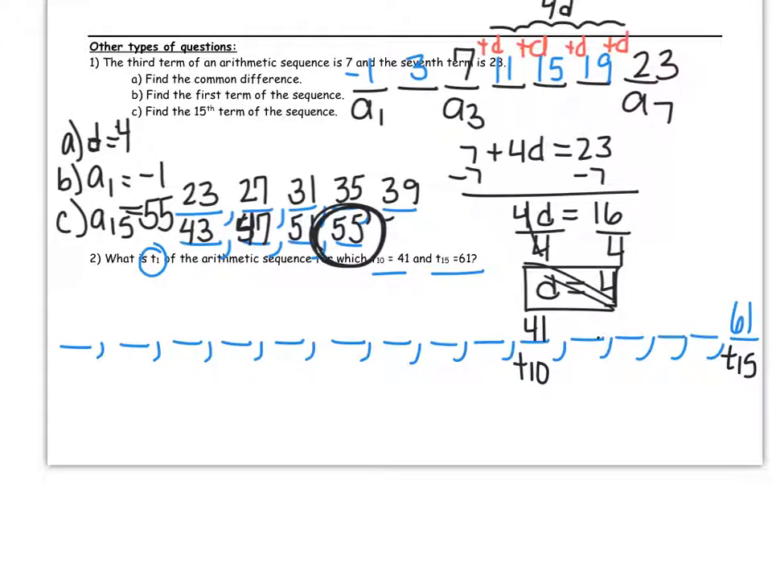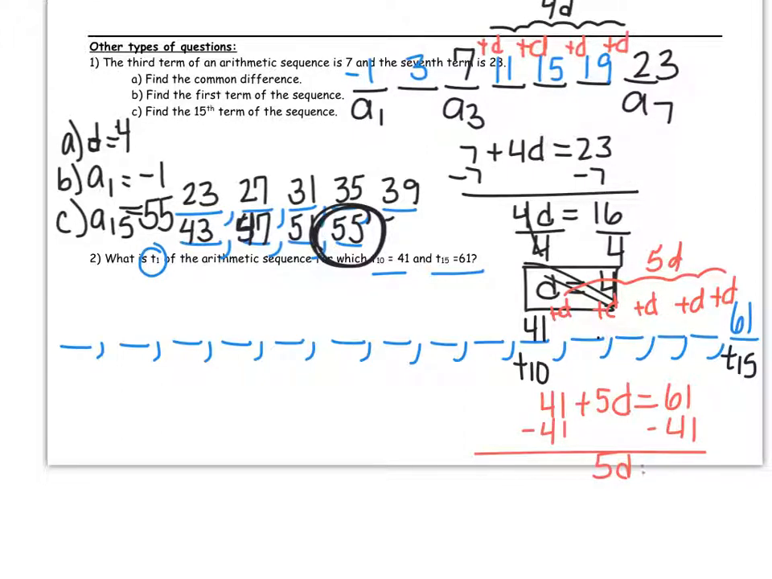Good. So we have to figure out the same way we did before, the common difference first. How many times am I adding d? 1, 2, 3, 4, 5. So let's write that in. We're going to add d here, here, here, here, and here. So this is 5 d's. So the formula that we're going to write is 41 plus 5d equals 61. So we'll subtract 41 on both sides and get 5d equals 20. Divide by 5 and we get that d is equal to 4.